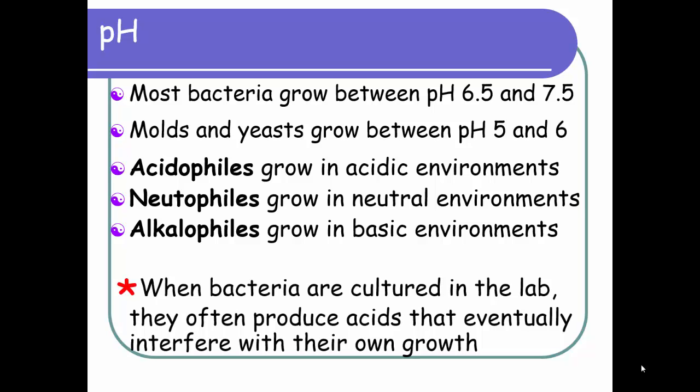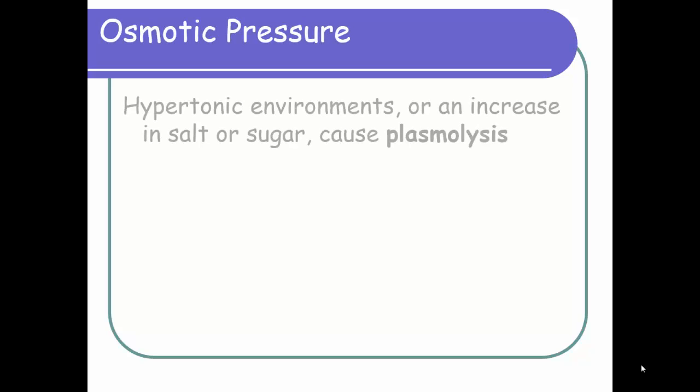When bacteria are cultured in the laboratory, such as when I use your stock cultures of bacteria, they often produce acids that eventually interfere with the colony's growth within the broth media. They produce so much acid that they lower the pH of the media to a point that the bacteria can no longer grow.